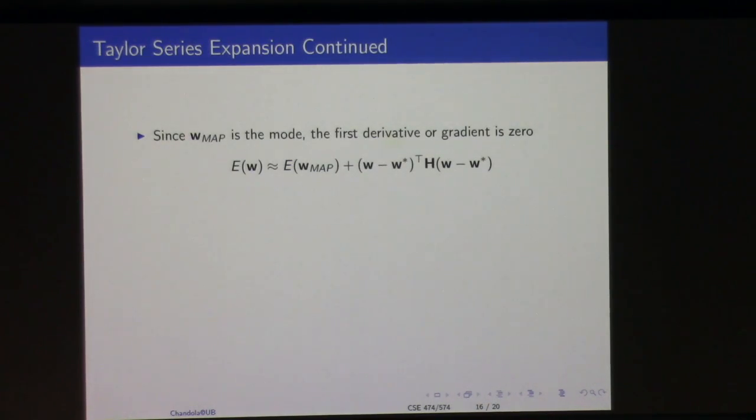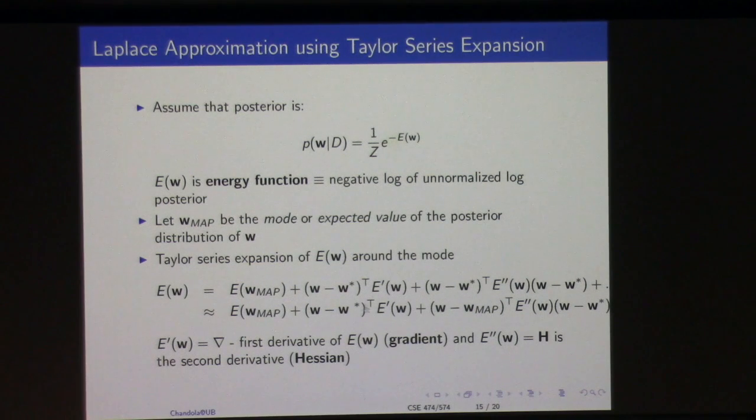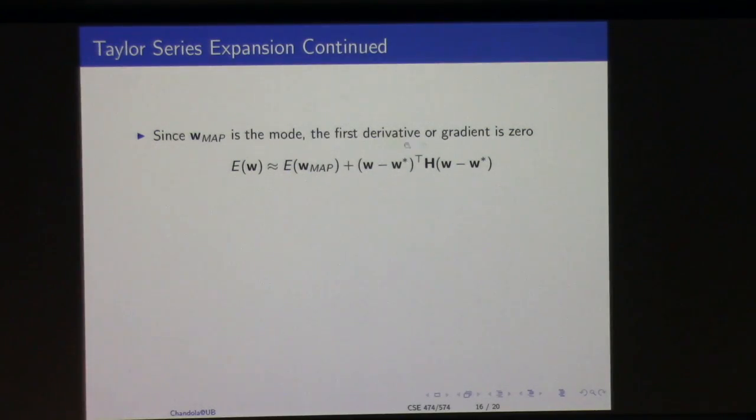Now what we do is, since we are assuming that w is w map, that's a mode, right? So at the mode, we know that the gradient is 0, because at that point is where the function takes the maximum value, right? So at w map, the gradient term will vanish, because the gradient at w map is going to be 0. So we'll be just left with this part. So E of w is nearly equal to E of w map plus this term. This should be w map, I'll fix it later, but essentially this, right?